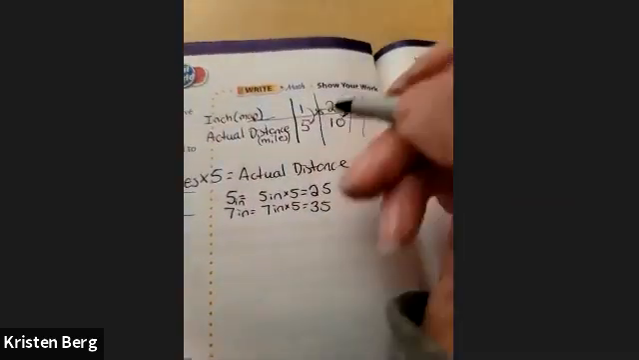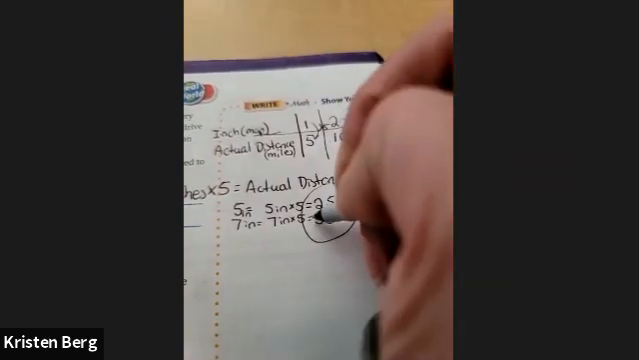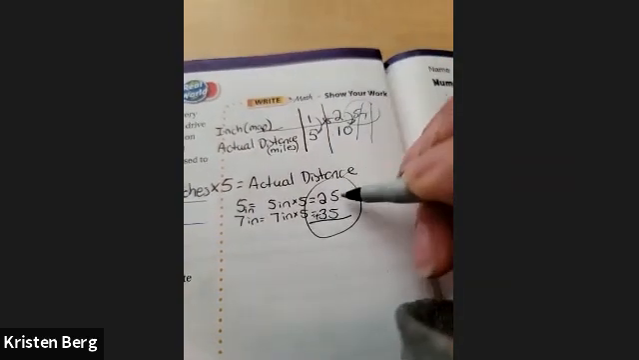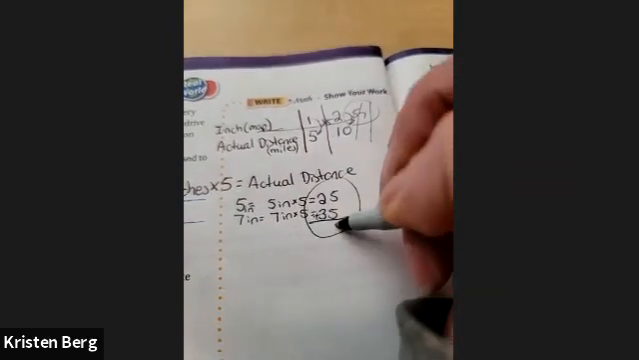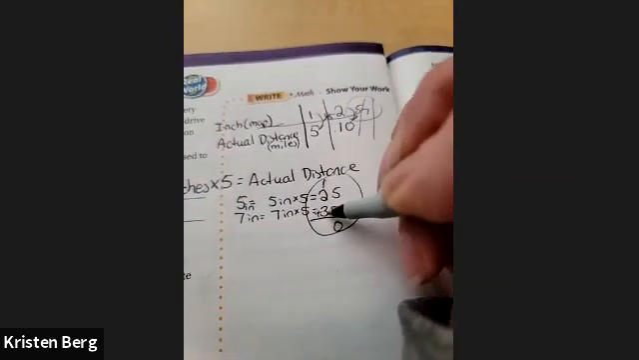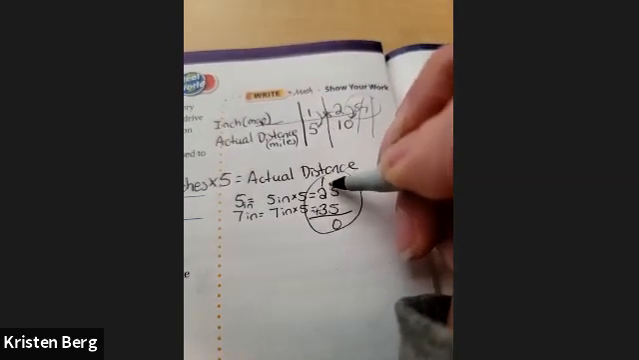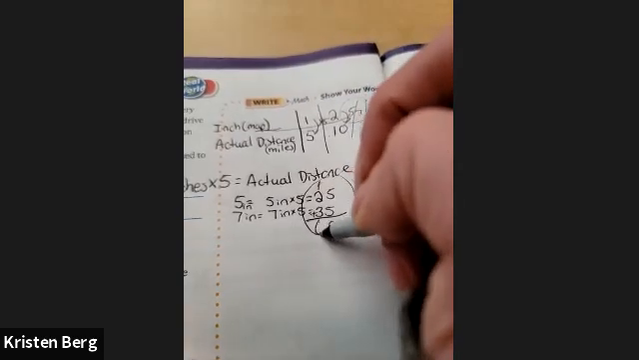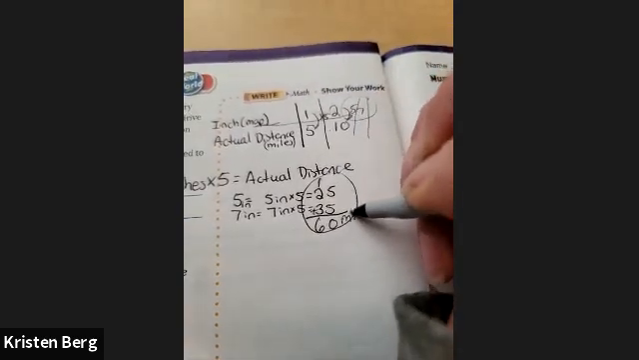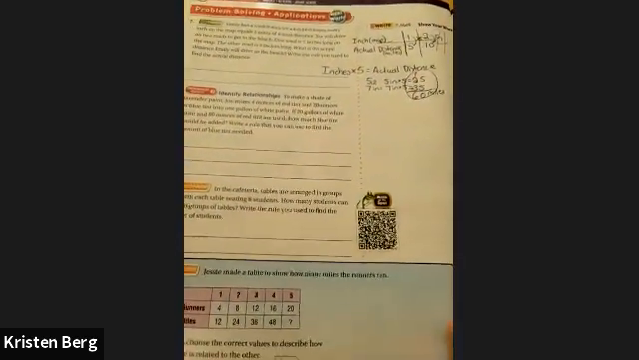But then it said, how much actual distance is that? Well, we have to add those together to figure out the total amount. So it's 5 plus 5 is 10, carry your 1. Then 3 plus 2 plus 1 is 6. So therefore they went 60 miles in actual distance to get there.